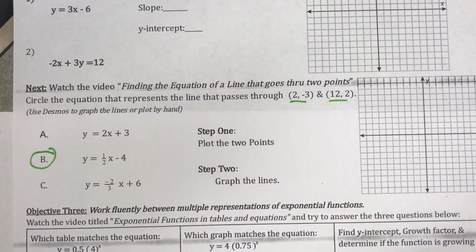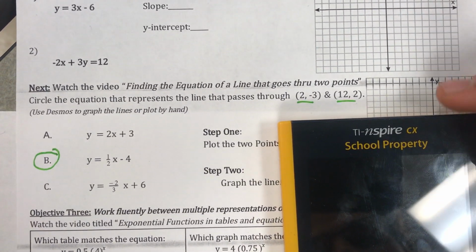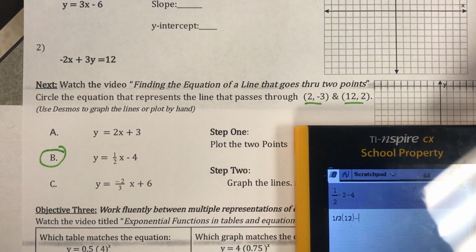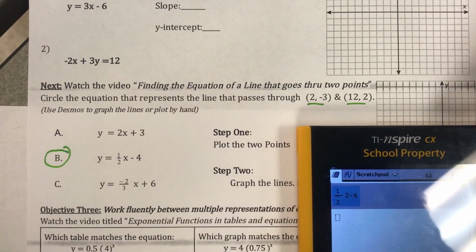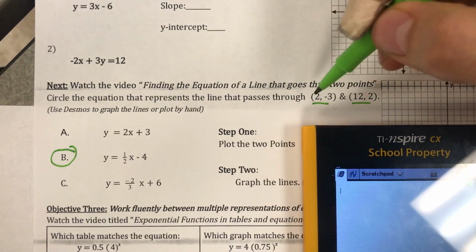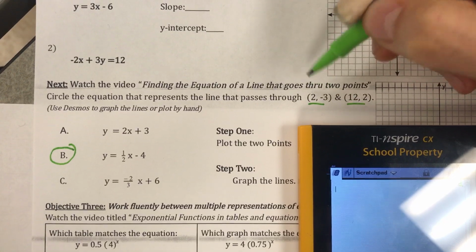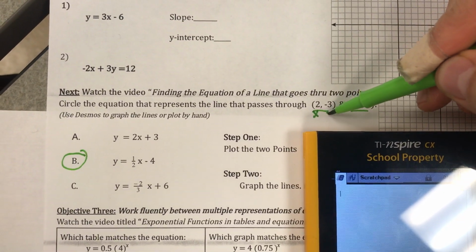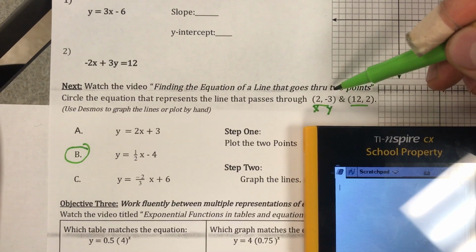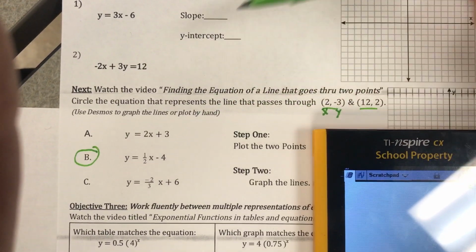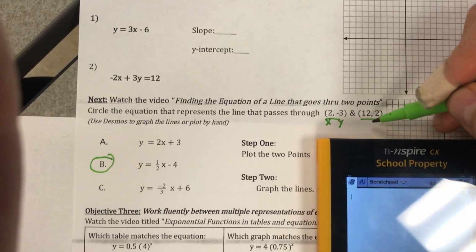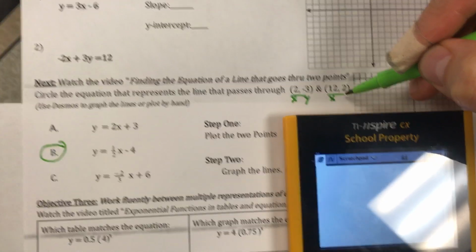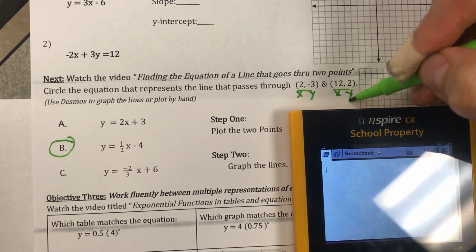So I'm going to show you one other method to figure this out. This is going to help us figure out how we can use our calculator to determine if the input of 2 or the x value of 2 will give me the y value or output of -3 when I plug it into my functions over here. Alright, and I'm also going to plug in the input of 12 or the x value of 12 to figure out if this input of 12 will give me the output of 2.